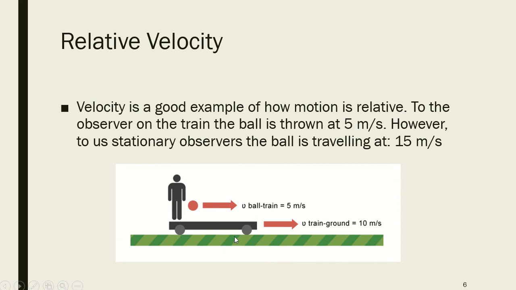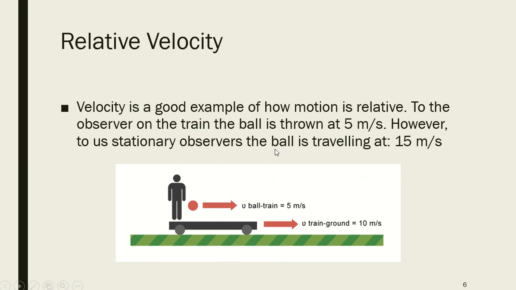Now, let's say the train is moving at 10 meters a second to the right. This person, from their frame of reference, is stationary. If we were observing, the train is traveling at 10 meters per second. Now, let's say this person threw a ball at a constant speed of 5 meters per second. They're going to observe the ball moving away from them at 5 meters per second.